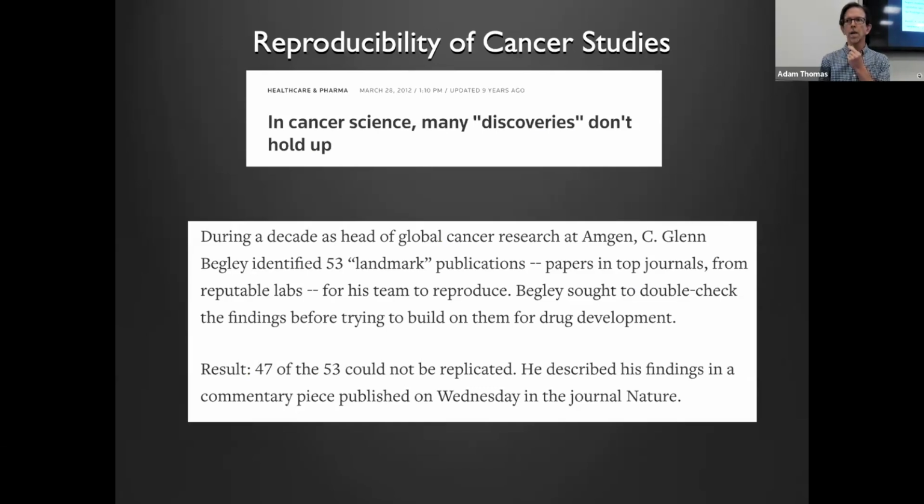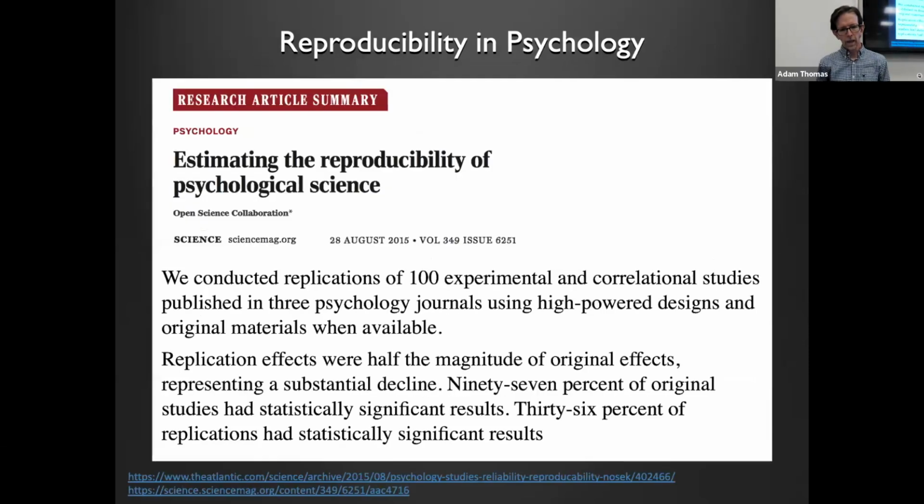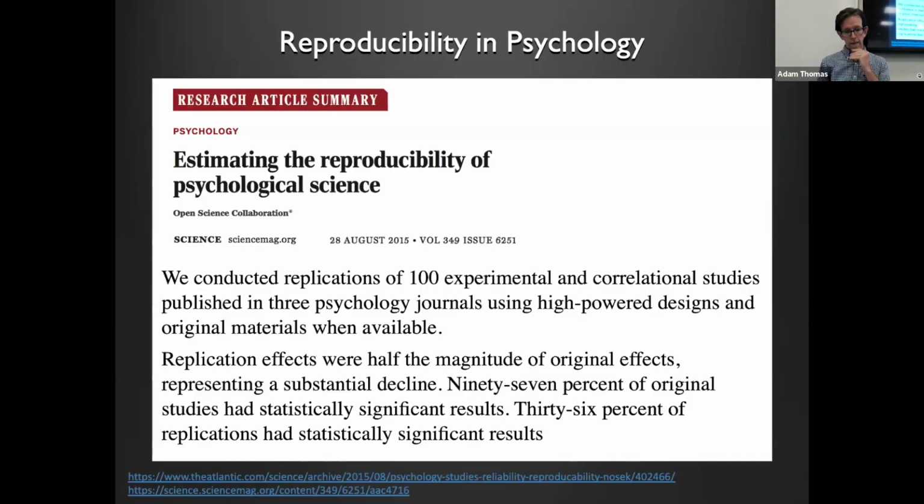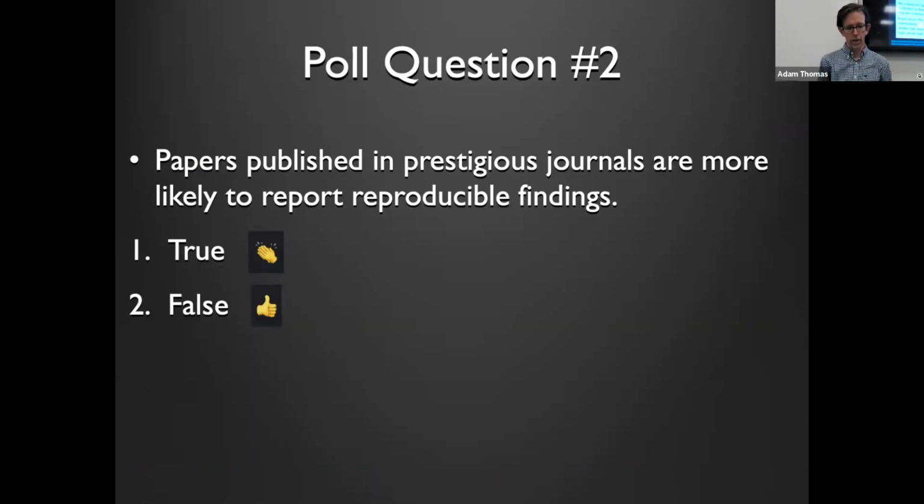There are a number of papers out there that have tried to answer this question, and all of them are solidly below 50%. This is another example from psychology, where they conducted replications of 100 experiments, and again, the replication rate was very low, and even for the ones that did replicate, the effect sizes decreased in magnitude substantially.